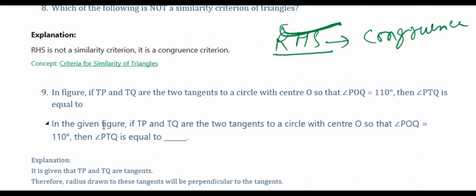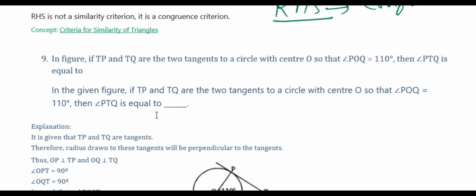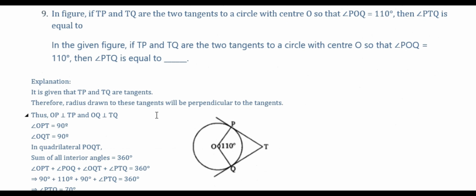The next question on your screen, you can see in the figure: TP and TQ are two tangents to a circle with center O, so that angle POQ equals 110 degrees. Then angle PTQ equals what?